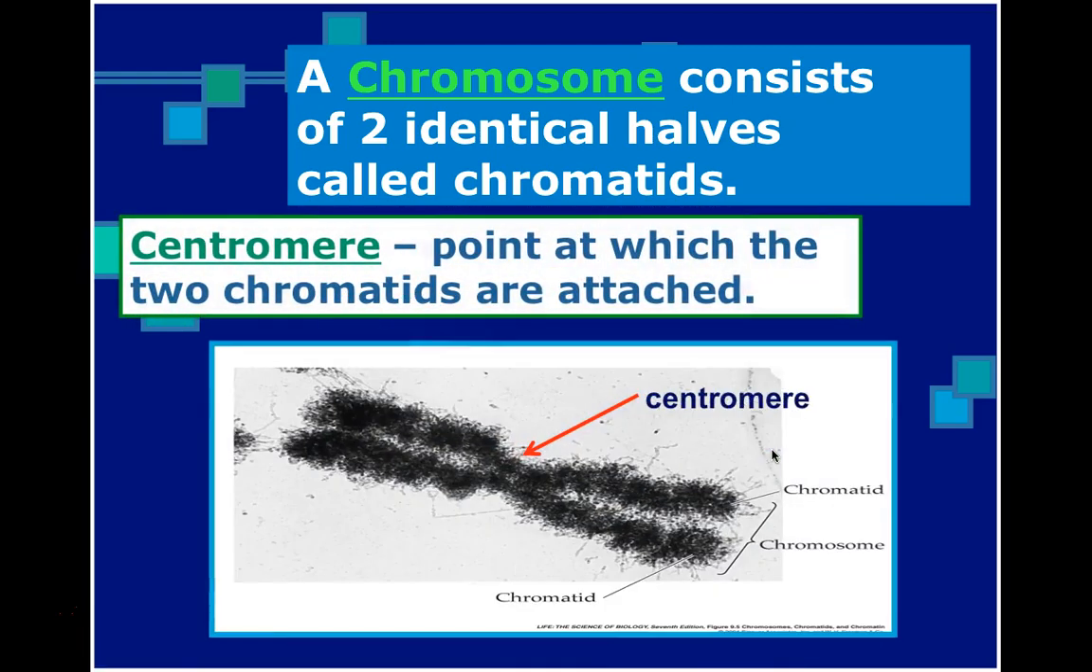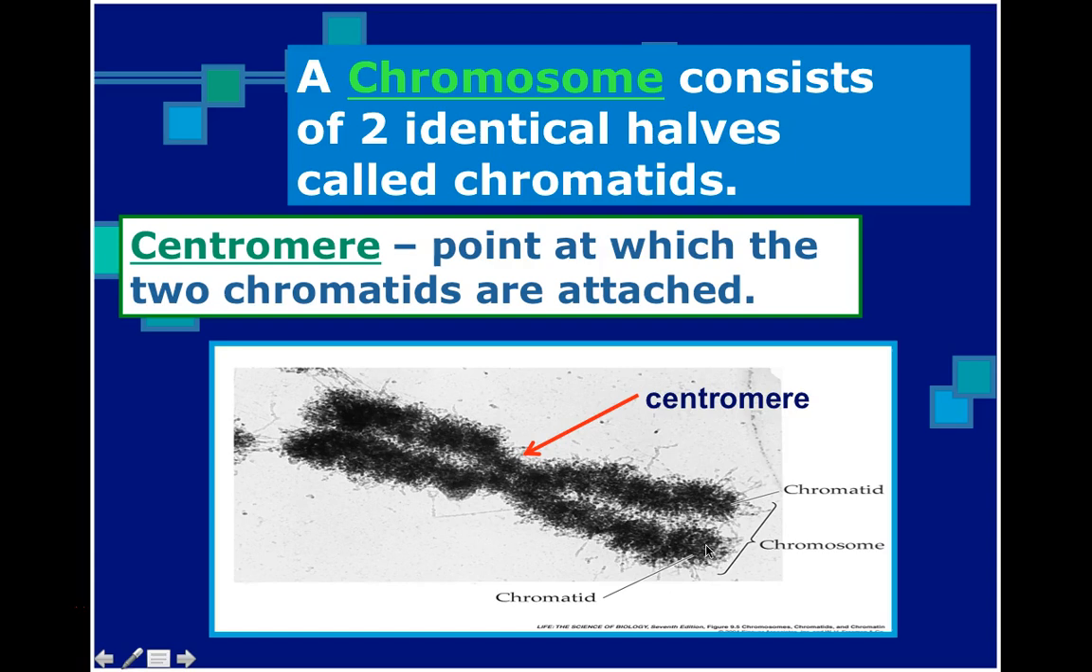So a chromosome by itself consists of two identical halves, and we call them sister chromatids. So if we look here, I don't mean half by half, up here and half down here. That is incorrect. A chromatid is a vertical half. So this right here, that one piece, that is a chromatid. This piece right here, that is a chromatid.